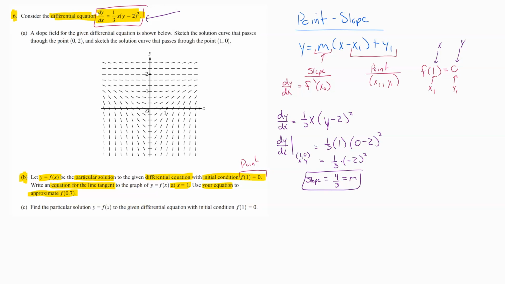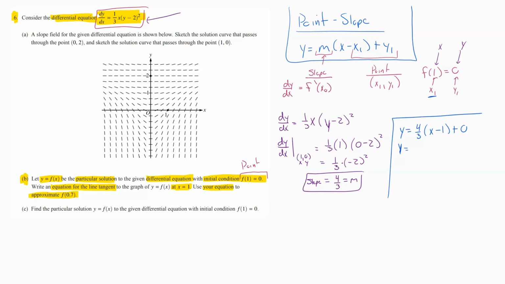So we've basically completed the part about finding the equation of the tangent line. We're just going to plug everybody into the point slope form. So y equals m, which is 4/3, times x minus x1, which is 1, plus y1, which is 0. You don't have to simplify this, but there's no reason in having that plus 0. The most I would do is say y equals 4/3 times (x minus 1). So that is the equation of the tangent line right there.